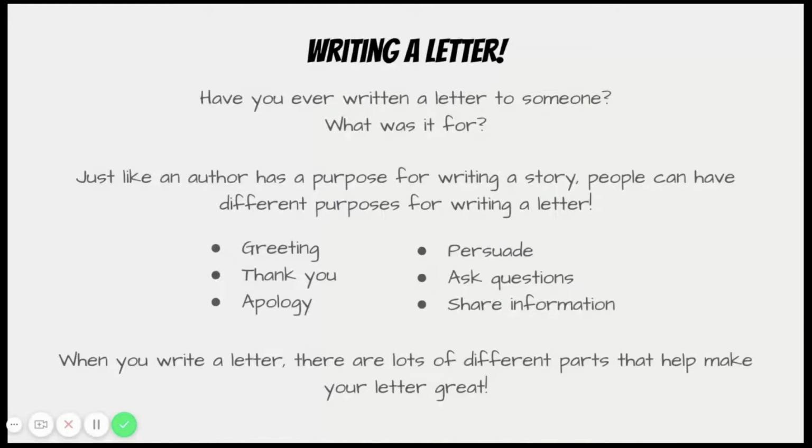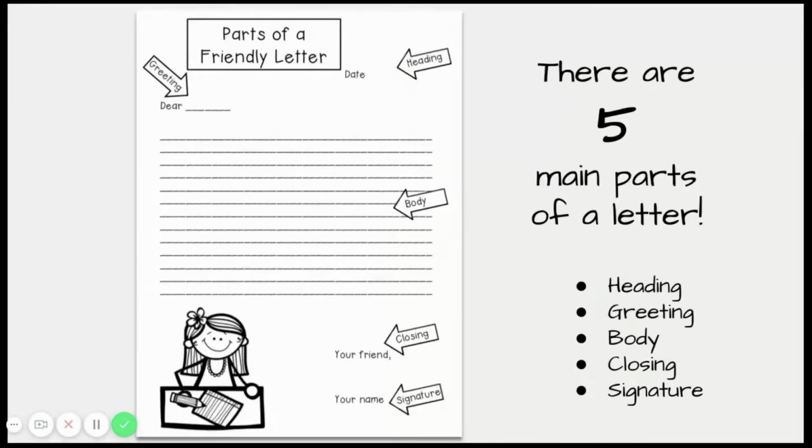When you write a letter, there are a lot of different parts to help make your letter great or to make it complete. So we're going to go through each of those right now. So as I stated just a minute ago, there are 5 main parts of a letter. Those parts are the heading, greeting, body, closing, and signature. We're going to go through each of these a little bit further so you're prepared to write your own letter.